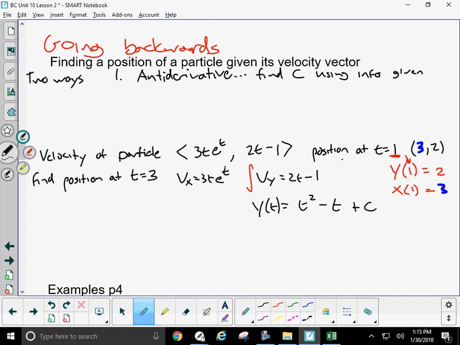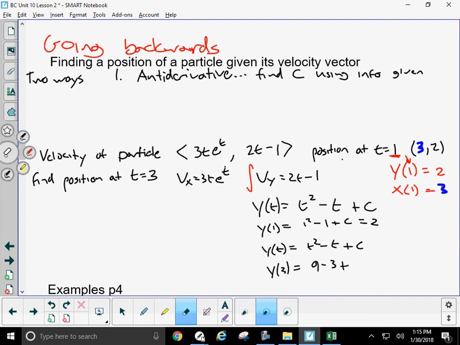Okay, great. Knowing that my y position at time 1 is 2, I can use that. y of 1, which is 1 squared minus 1 plus c, equals 2. c equals 2. I now have y of t equals t squared minus t plus c. Find the position at t equals 3. y of 3 equals 9 minus 3 plus 2, which is 8. All right, I got my y coordinate position.